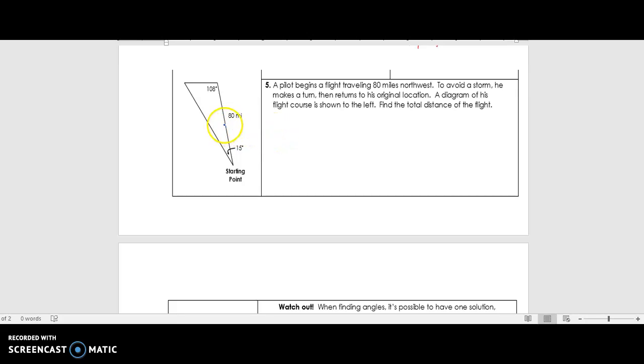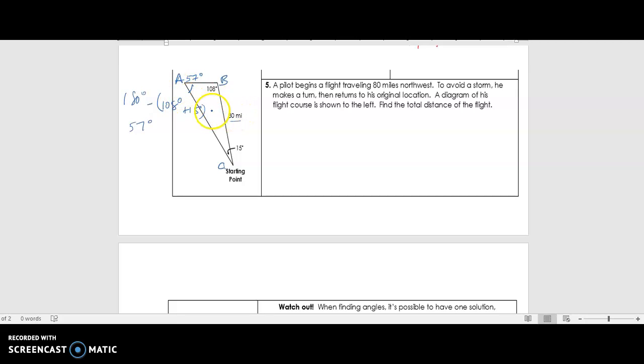Let's first find the missing angle, as always. You would do 180 degrees minus 108 plus 15, so it comes to be 57 degrees. We found that, and the side opposite 57 degrees is 80 miles. Let's first call the corners A, B, and C. C is the starting point.